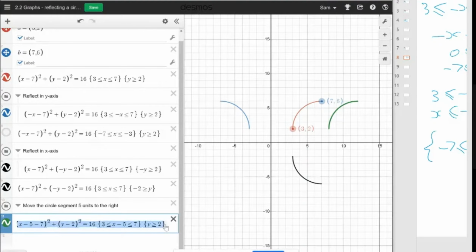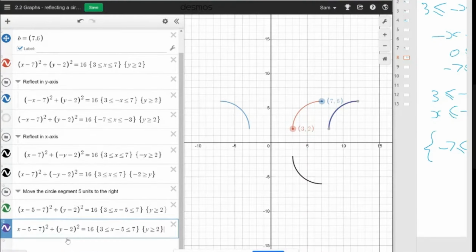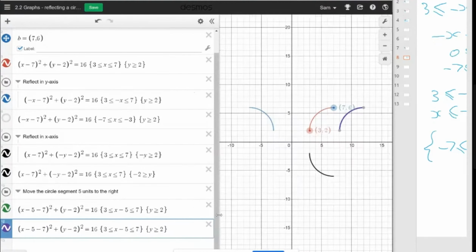But as you know, I'm going to rearrange this to show that we know what we're talking about. Minus 5 minus 7 is minus 12. Plus 5 to both sides of the equation, so 3 plus 5 is 8. 7 plus 5 is 12.